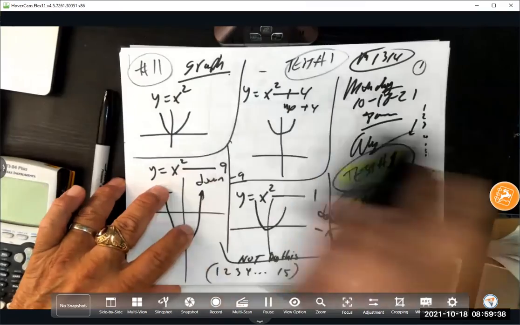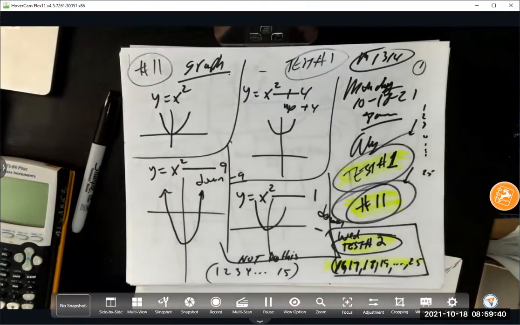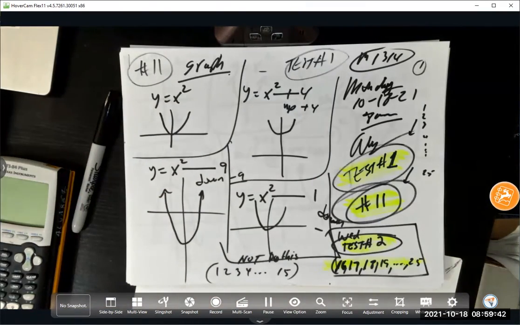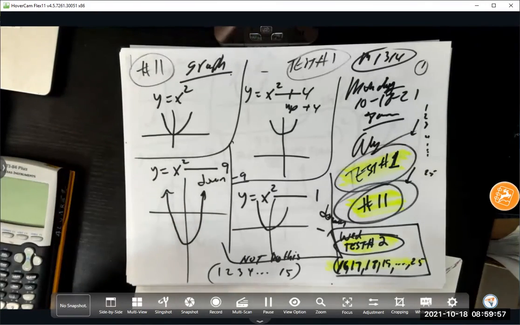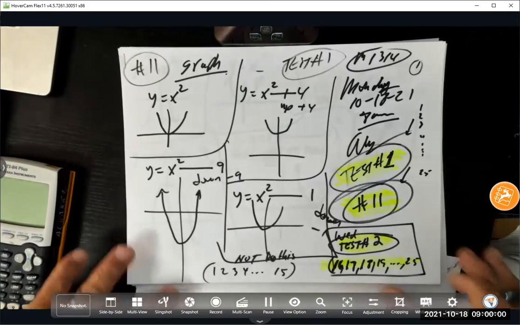Yes. Mr. Robbins, can you do question number 4 on test number 1 for me, please? Oh, on test 1. Okay. Oh, just do this. I know what you do. I got an easier way for you to do it.